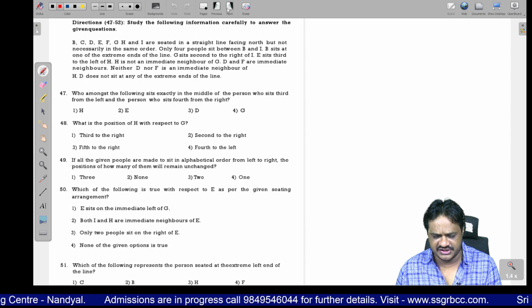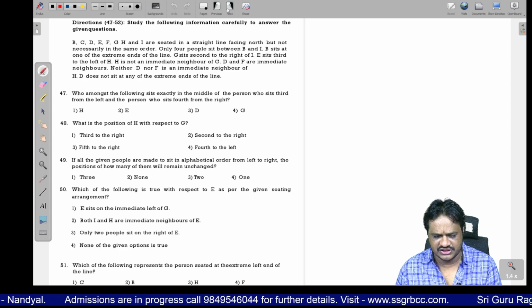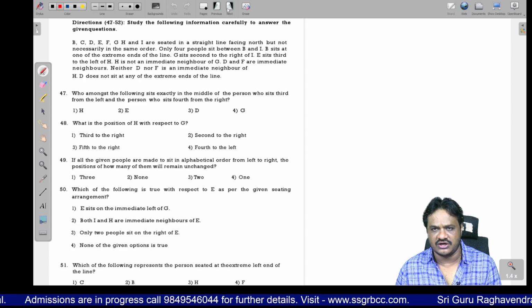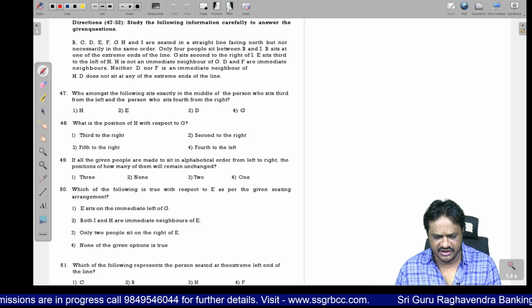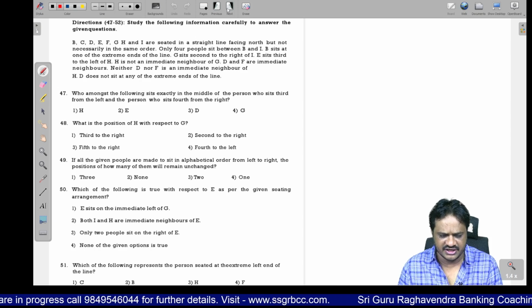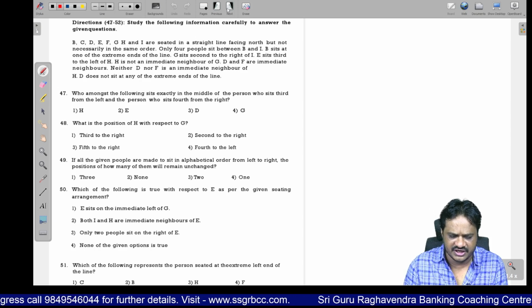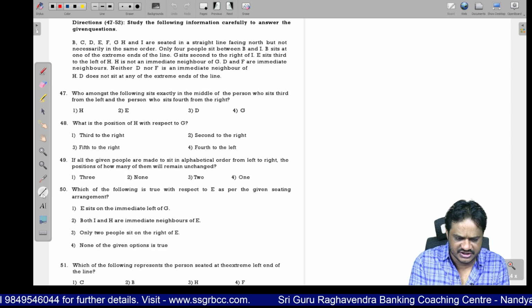G is sitting second to the right of I. E is third to the left of H. H is not the neighbor of G. D and F are the immediate neighbors. Neither D nor F is the immediate neighbor of H. D does not sit at the extreme ends.